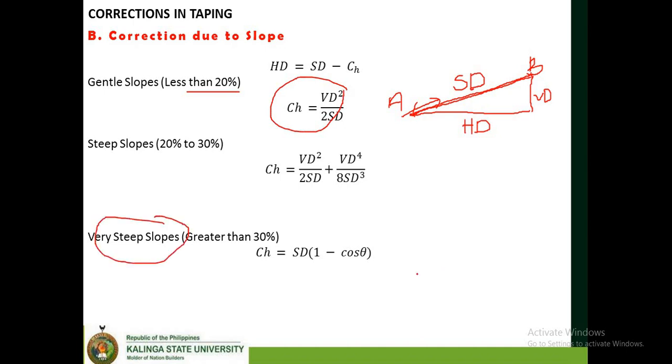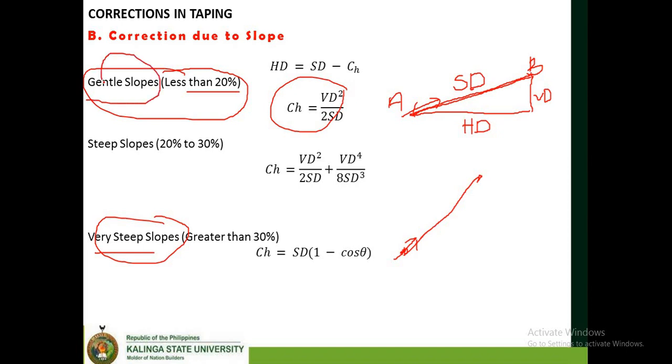Ang very steep slope naman kasi, ang parang itsura nito is ganyan. So, very steep siya. Kapag paakyat ka, tendency is mahihirapan ka talaga. So, these are the equations we're going to use for the correction due to slope. Now, in plane surveying, usually, dito lang tayo sa may gentle slopes. Special cases ang steep slope and very steep slope. So, again, for surveying 1 or fundamentals of surveying, we're going to use gentle slopes.